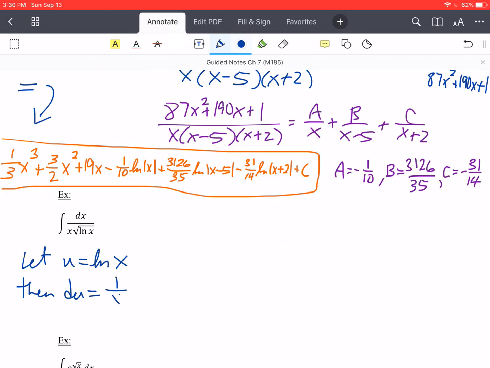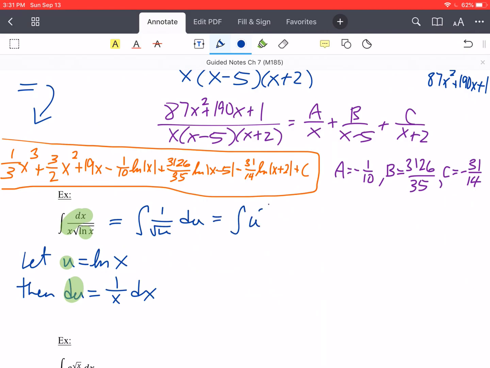Then du would be 1 over x dx. And notice what we have here. This gets covered by u, and 1 over x dx gets covered by du. So this actually simplifies to 1 over root u du. And this is actually an integral that we can take using our Calc 1 methods.